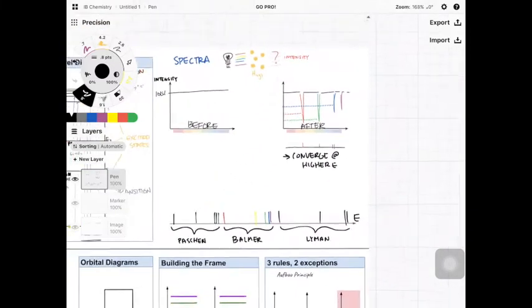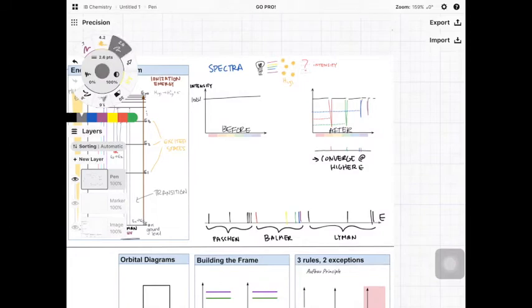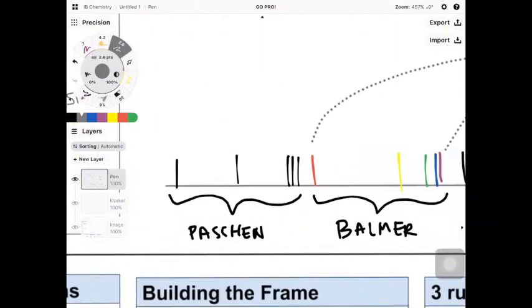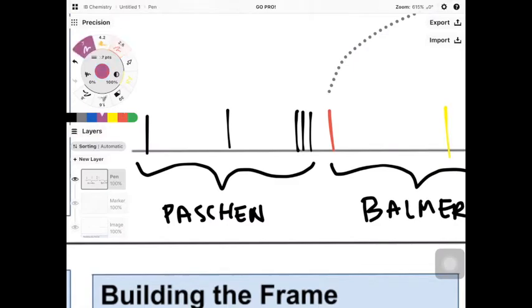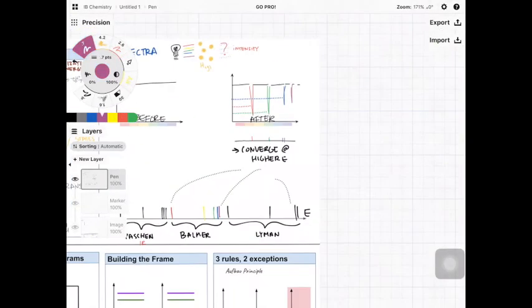Now, below you'll see an image of the three series, Paschen, Balmer, Lyman. Remember that Paschen absorbs infrared light, Balmer colored light, and Lyman UV light.